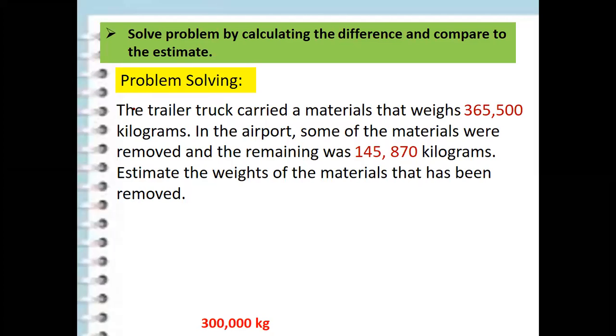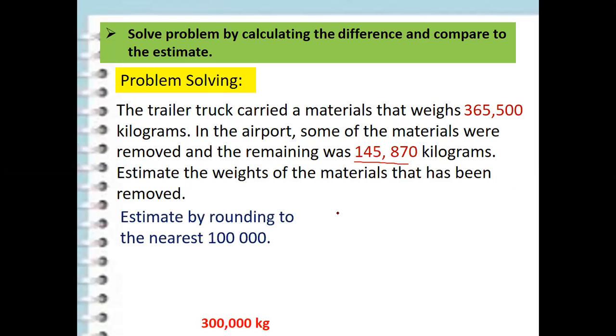Let's just do this problem, okay? So why is it important to learn subtraction and estimation? We can use it anywhere. It's like here in our example, a trailer truck carried materials that weigh 365,500 kilograms in the airport. So anywhere you can use estimation or subtraction and addition. Okay, and this is real life already. In the airport, some of the materials were removed and the remaining was 145,870 kilograms. Estimate the weight of the materials that have been removed.